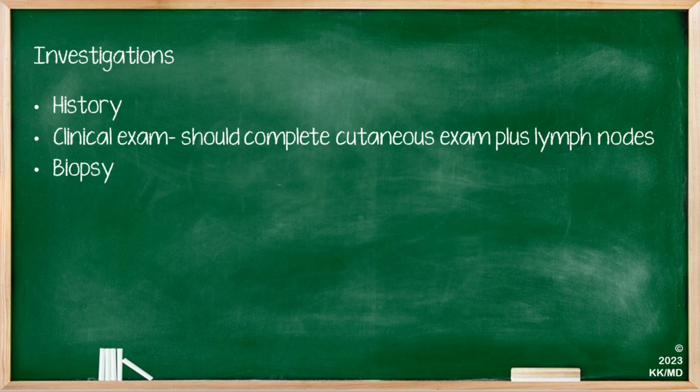In terms of the investigations for when you're suspecting an SCC, it's really important to take a thorough history, thinking about all of the risk factors that we talked about. And then this should be followed by clinical examination, which will be a complete cutaneous examination as well as examination of the lymph nodes. And then if you're finding a lesion that is suspicious for a potential SCC, you need to be taking the biopsy of that lesion to confirm the diagnosis.